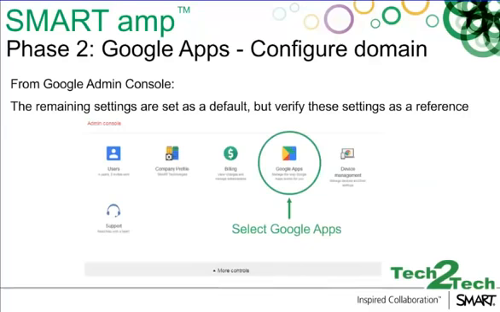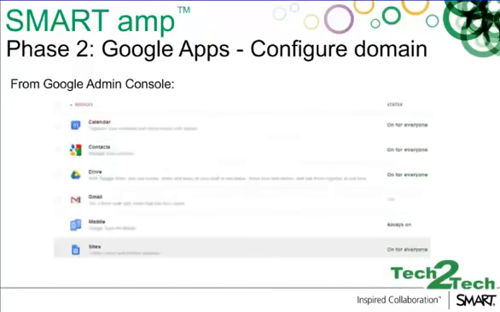Once you navigate back to the admin console, the remaining settings are located under the Google Apps icon. These settings should already be set as defaults, but it is always good to verify them before we move on. Notice the current status of all these apps will be set to on. I have shown an exception with the Gmail app, which I will go into detail on the next page.